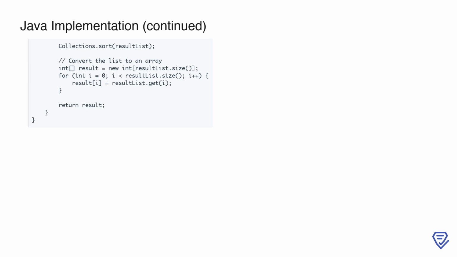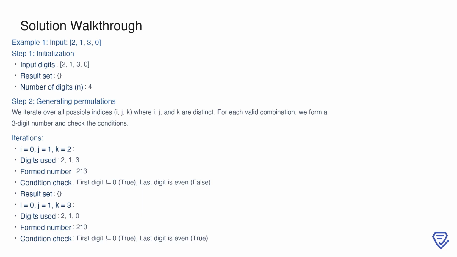as the output of the method. To solve this problem, we begin with the input digits, which in this case are 2, 1, 3, 0. First, we initialize an empty result set to store the unique 3-digit even numbers we generate. The total number of digits available, n, is 4. Next, we generate permutations by iterating over all possible combinations of 3 distinct indices i, j, and k. For each combination, we form a 3-digit number using the digits at those indices and check 2 key conditions. The first digit must not be 0, and the last digit must be even.